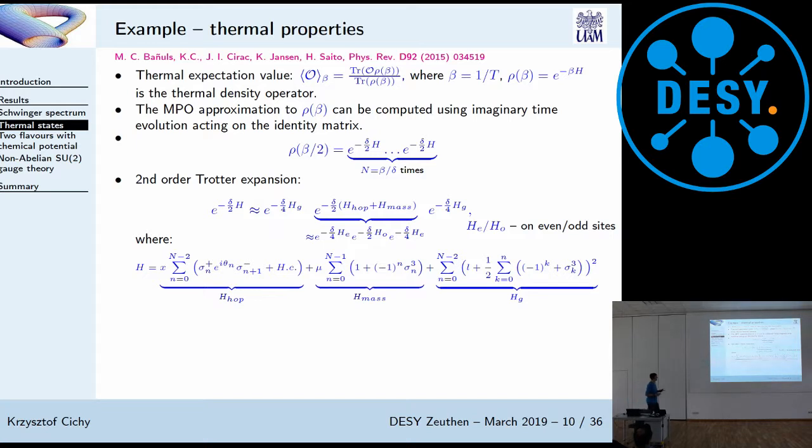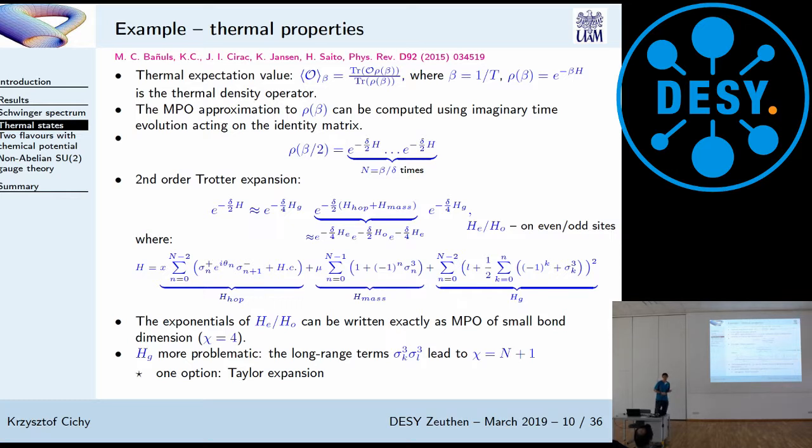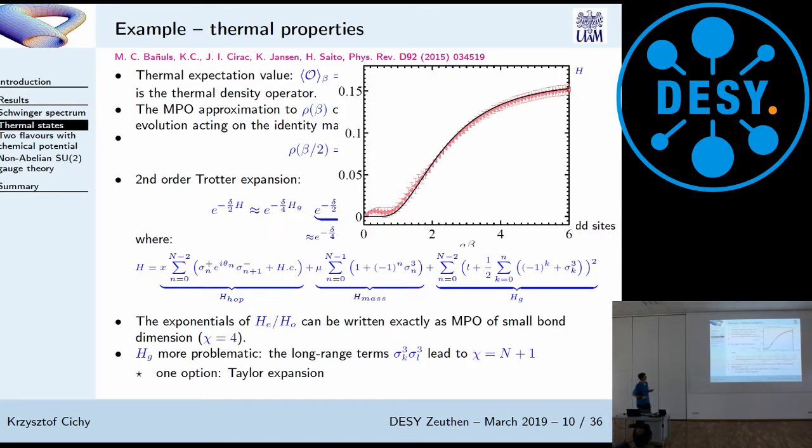We have these terms in the Hamiltonian, and it turns out that the hopping term and the mass term are easy, so to say, in that they can be represented by an MPO of a small bond dimension 4, while the gauge term, this long distance term, is more problematic. One can proceed by using a Taylor expansion, and this gives the results here. You have a solid line, which is an analytic result, and our result is in red. You see it agrees pretty nicely, apart from maybe this region that was a bit of a surprise for us. This is the region of high temperatures.